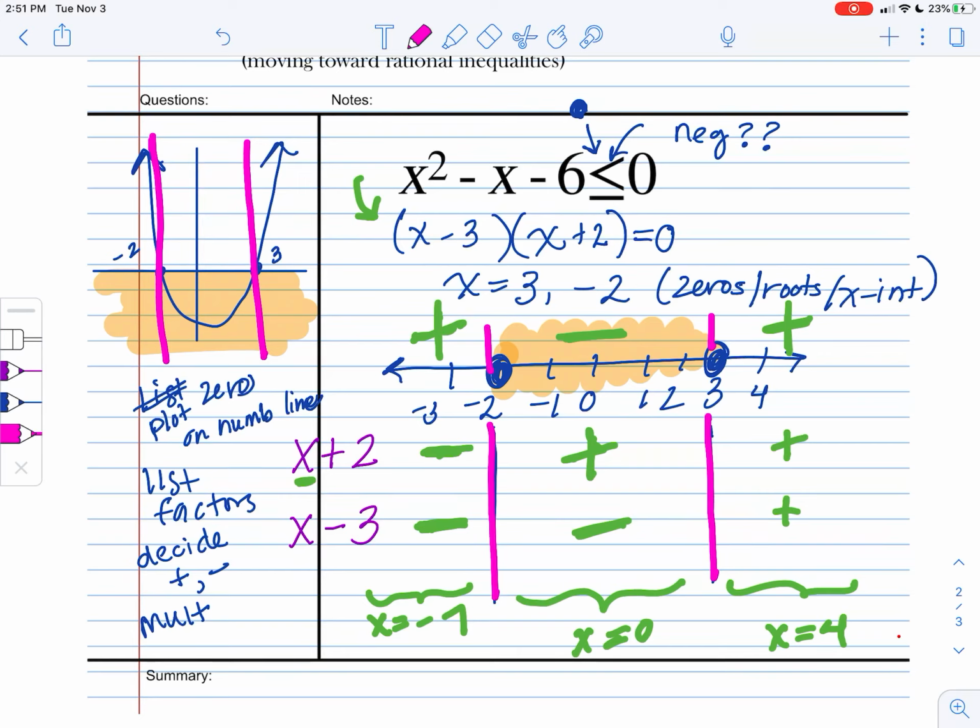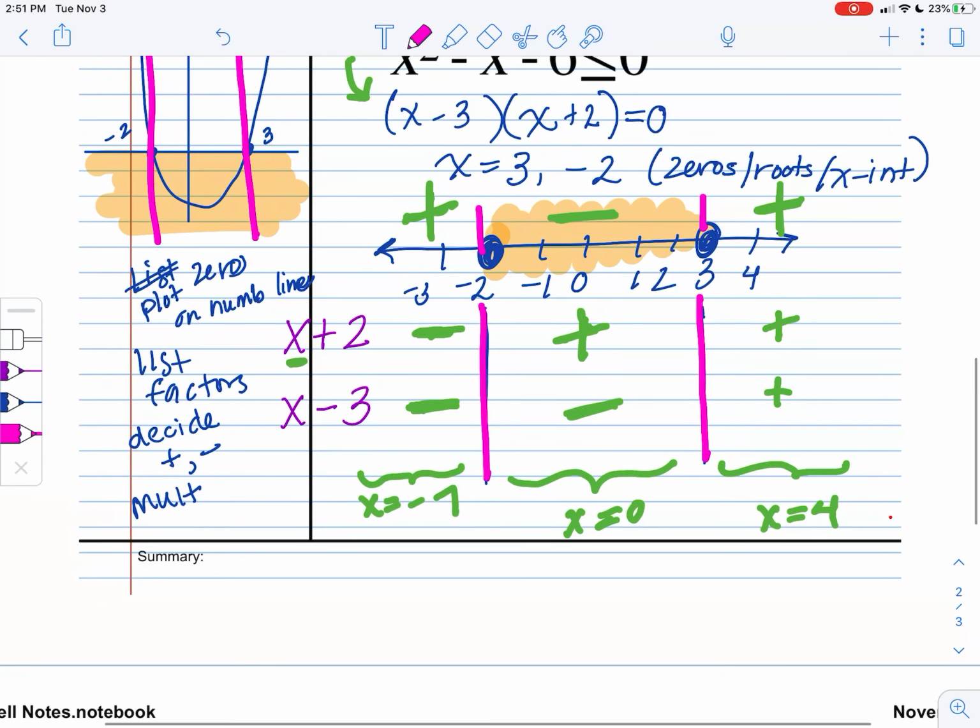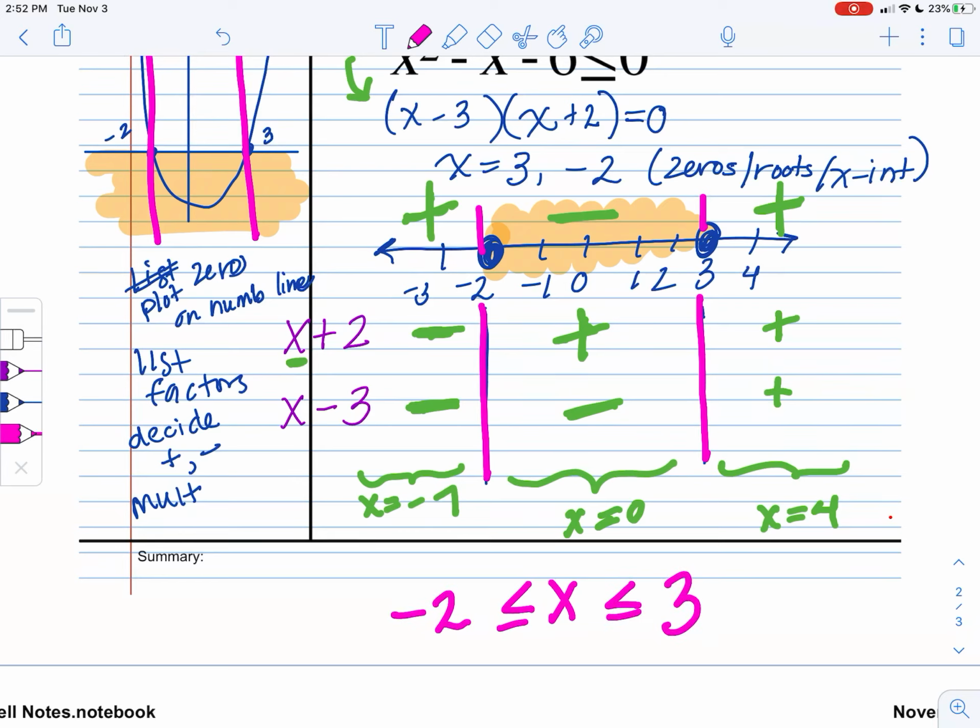So what is my answer? This is not my answer. This is all the work I did to find my answer. My actual answer is that x's are going to be between -2 and +3.